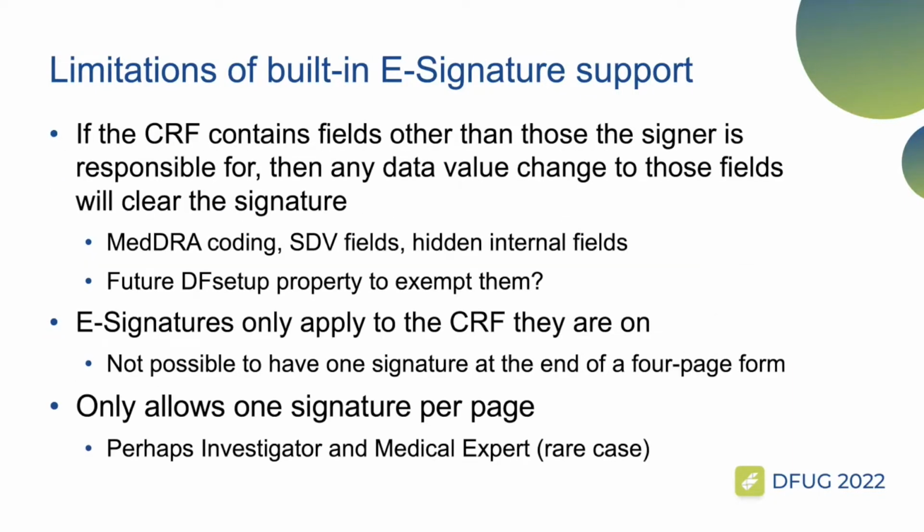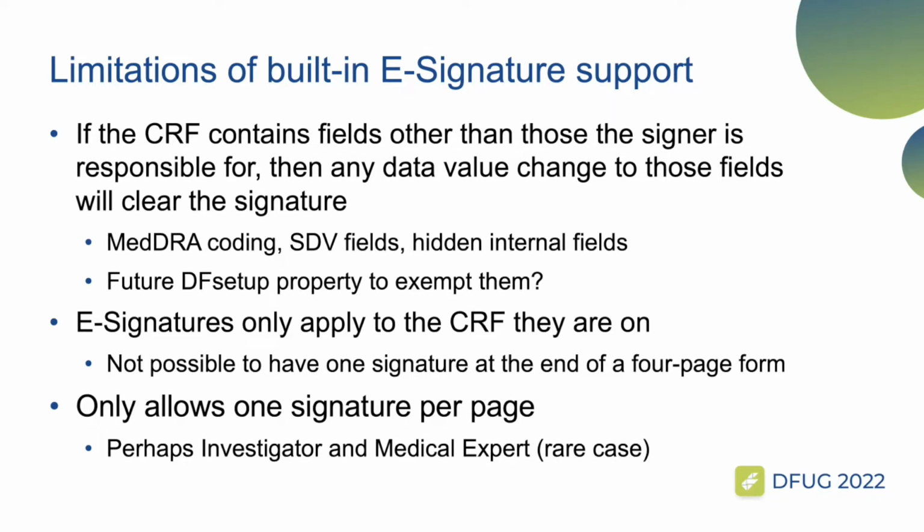Some of the limitations of that: if the CRF contains fields other than the ones that the signer is responsible for, then any data value change to those fields will also clear the signature. So if you have MedDRA coding fields or SDV fields or hidden internal fields, and somebody comes along and does the SDV process and checks that they've done that, then that's a change to the data record, so your e-signature disappears. One thing that DFnet could maybe think about adding is a property that allows you to exempt certain fields from triggering the clearing of the signature fields.